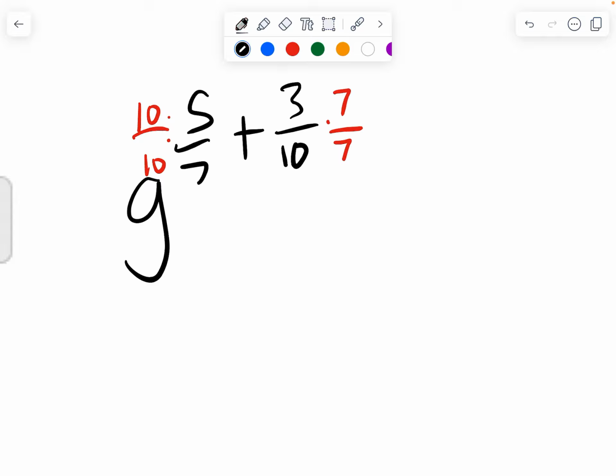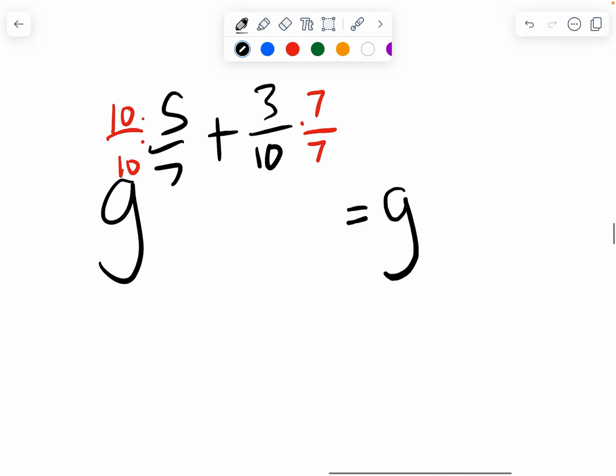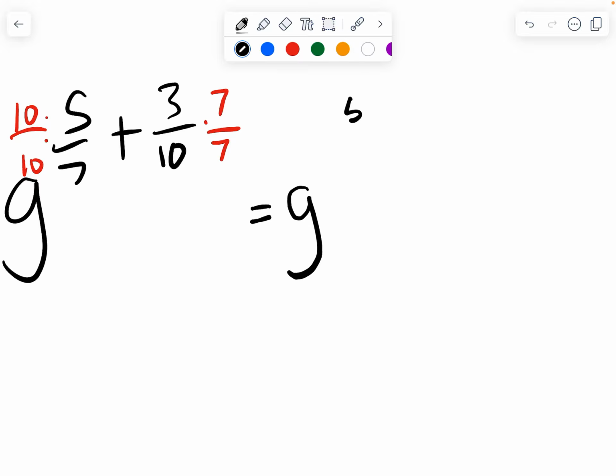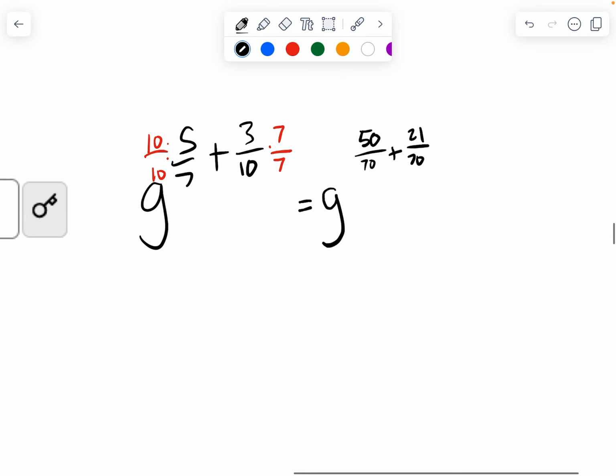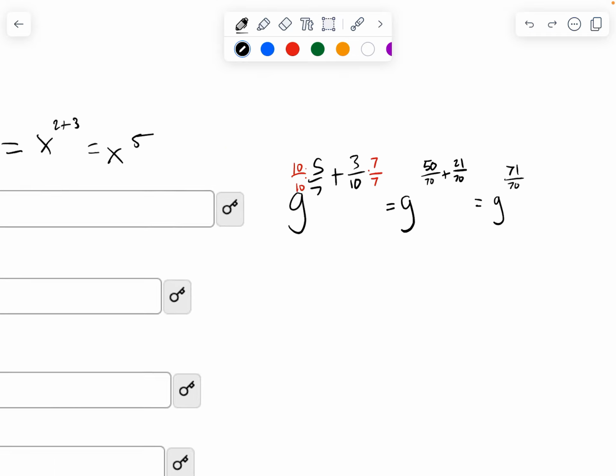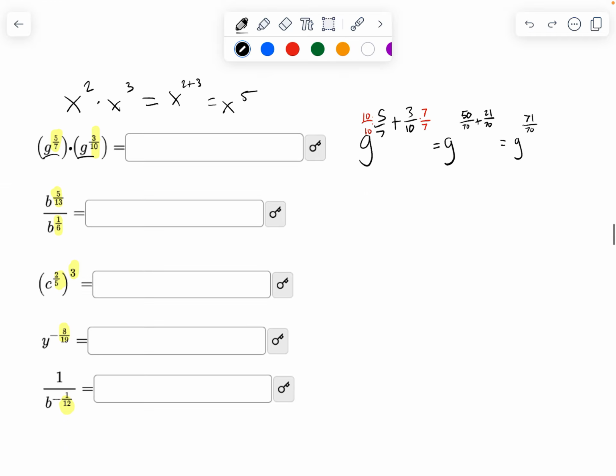So then we have g to the 10 times 5 would be 50/70ths plus 21/70ths. And that would give me g to the 71/70ths. Because 50 plus 21 is 71, and then when you add fractions, the denominators do not change. So there is my first exponent property. So that would be g to the 71 over 70.